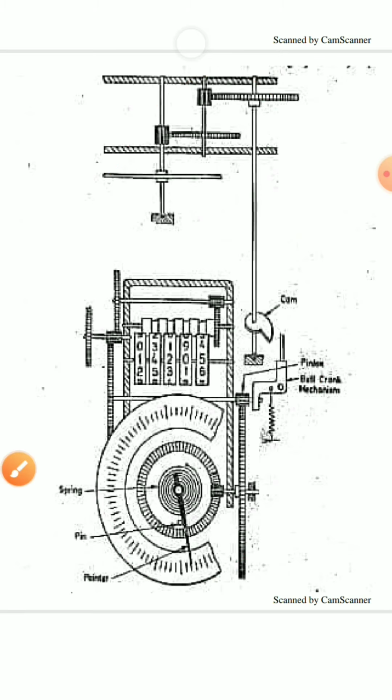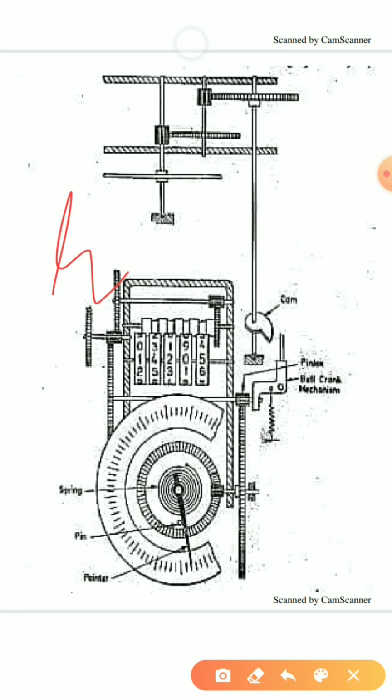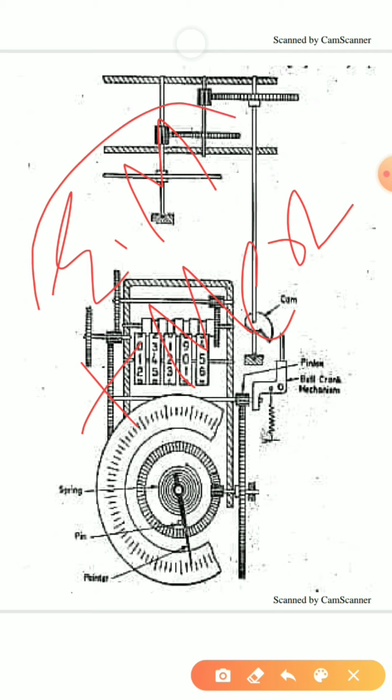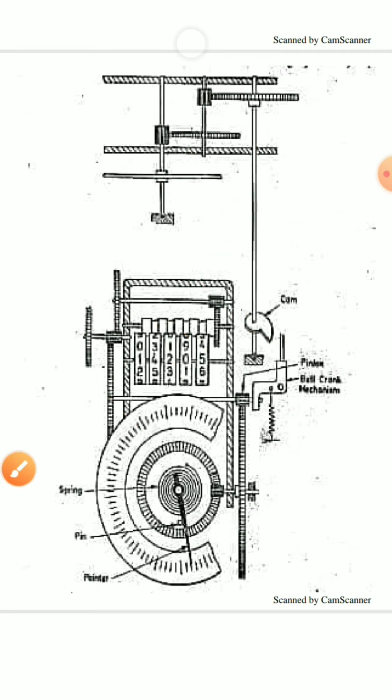Now it is a unit which is combined with the energy meter. So the Merz Price maximum demand indicator is a unit which has to be combined with the energy meter. Now how this will operate, let us discuss the operation of this.